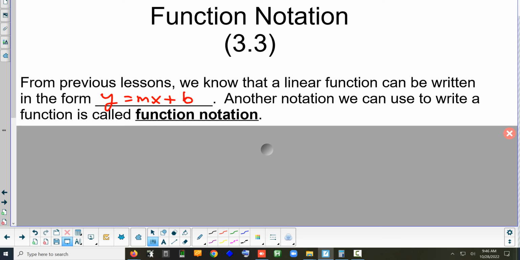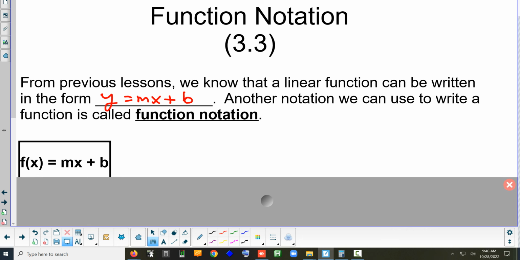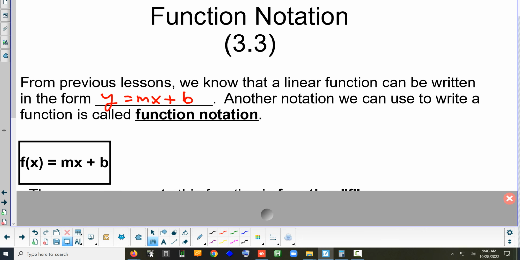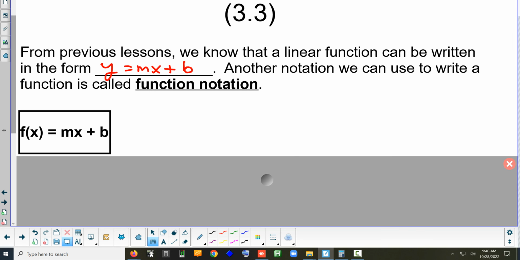And there's nothing wrong with using y equals mx plus b. That's perfectly fine. But there is another way you can write a function, and it's called function notation. If you have another blank on your guided notes, you can write in the word function notation. And then in the box, you're going to write what function notation looks like. This is function notation. The only thing different about it compared to writing y equals mx plus b is instead of writing the letter y, you write that symbol.